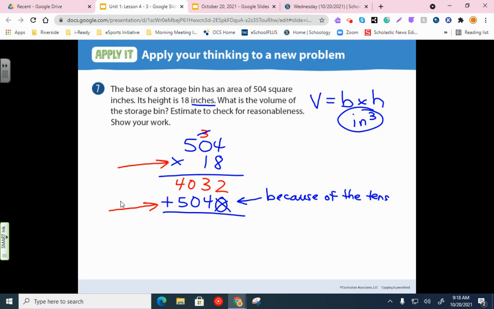So add up our ones. 2 plus 0 is 2. Add up our tens. 4 plus 3 is 7, or 0, and 5 plus 4 is 9. It gives us 9,072 cubic inches.